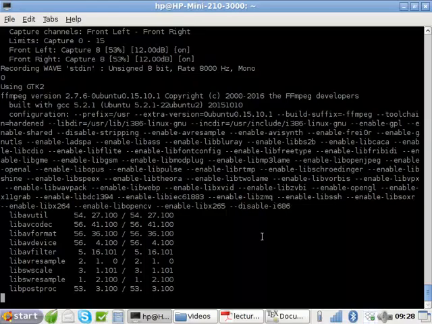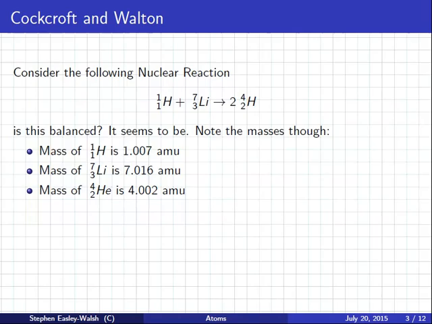So, as you were saying, the mass on the left is 8.0... 0.8023. And the mass on the right is 8.004. So there's a difference.